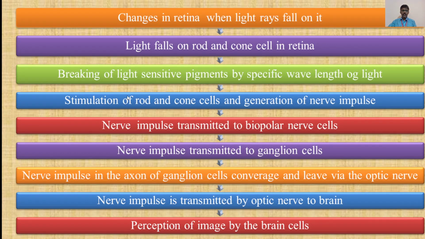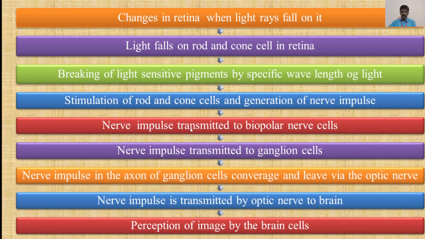Then moving towards the next point, how vision in the human being is produced or how vision is realized. Now we will see in this flow chart here. Changes in the retina when light rays fall on it. Then the light falls on rod and cone cells in the retina. Then breaking of light sensitive pigments by specific wavelength of light. Then stimulation of rod and cone cells, and generation of nerve impulse.